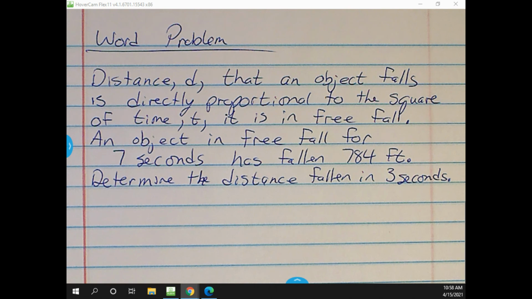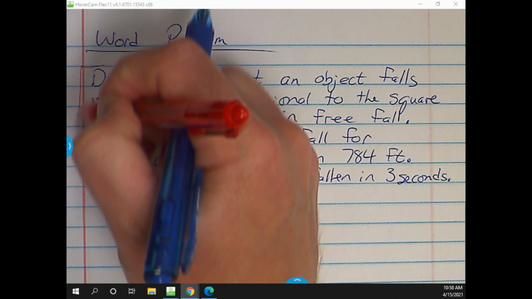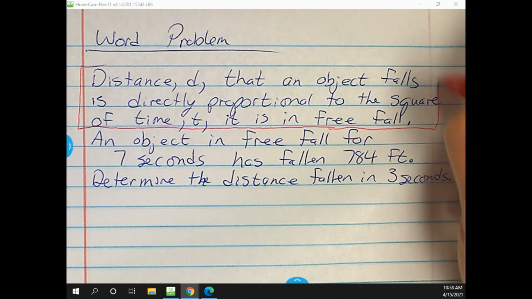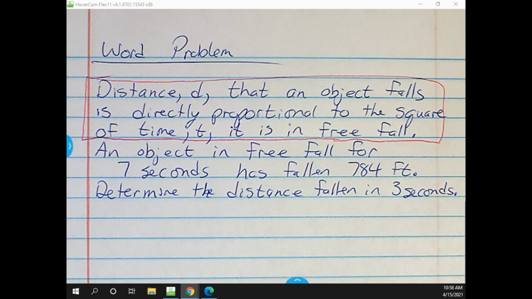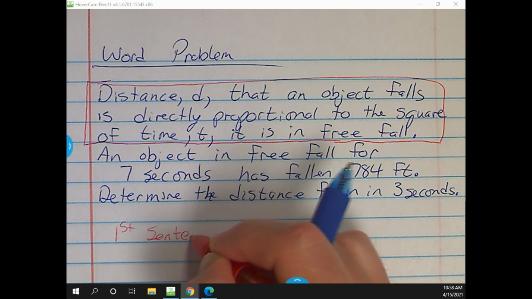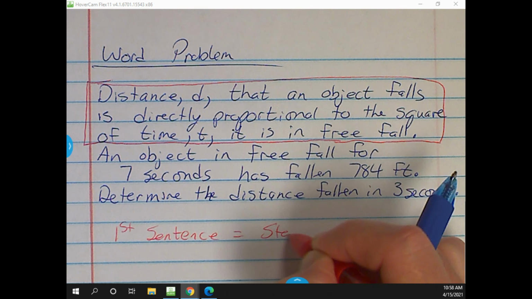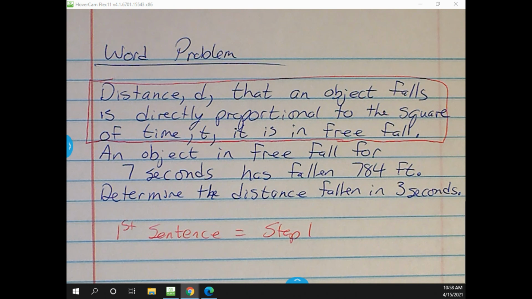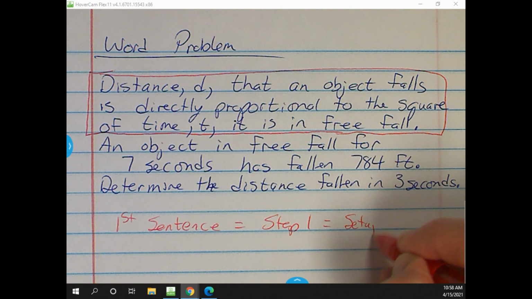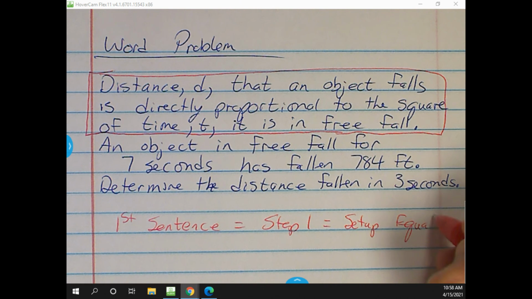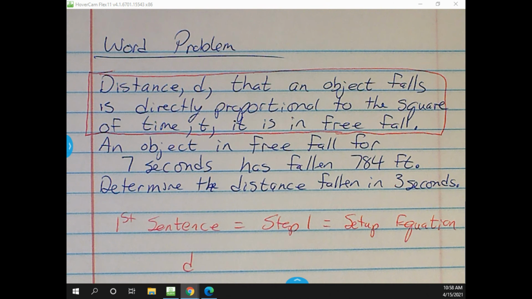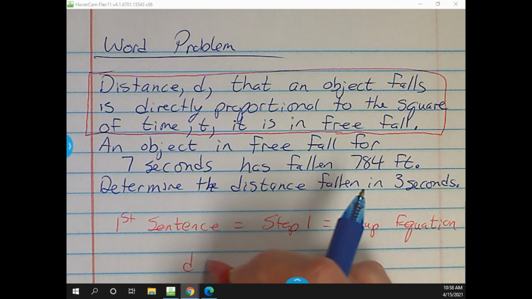All right, so what we're going to do is take it one sentence at a time. So the first sentence is step one, and for that one, that's just setting up the equation. Okay, so they said the distance d that an object falls is directly proportional to. That basically means it's equal to.